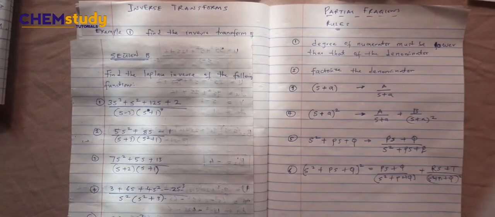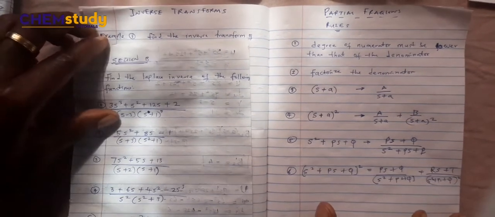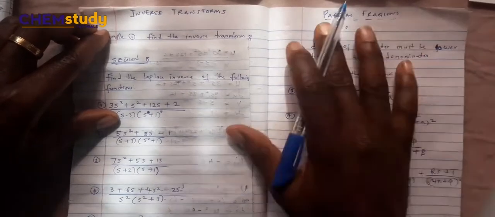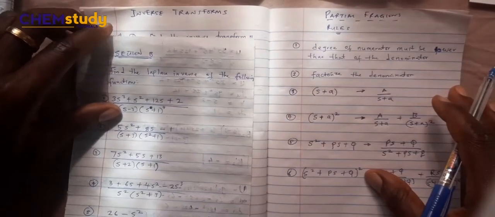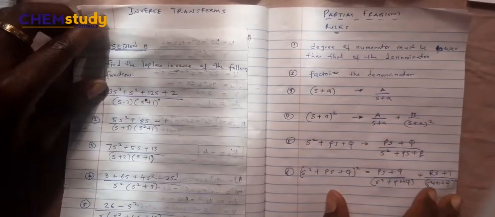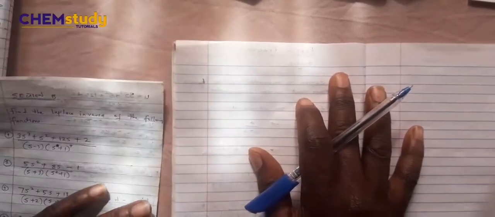Welcome guys. So in the last class I dropped the rules for partial fractions. That's these rules that you can see here, right? So now I would want us to solve examples. So this video will just be straight up examples. In fact, this is the assignments that we were given, so I'll just solve it straight up.